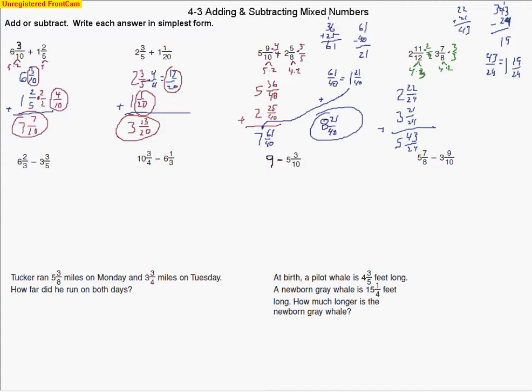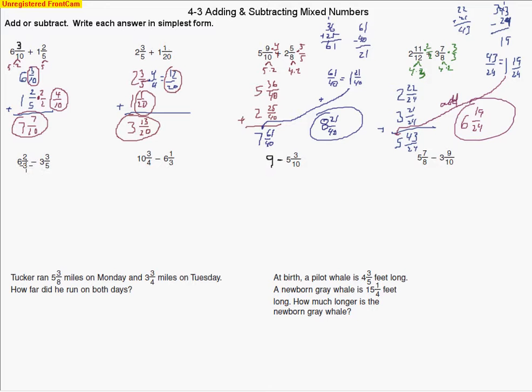So I'm going to take that 1 and I'm going to add it to the 5. And so when I add those two numbers together, that makes 6. So I have 6 and 19/24. And that's the answer I get. So let's take a look at the next few problems.